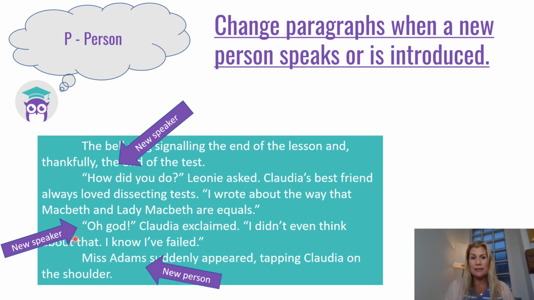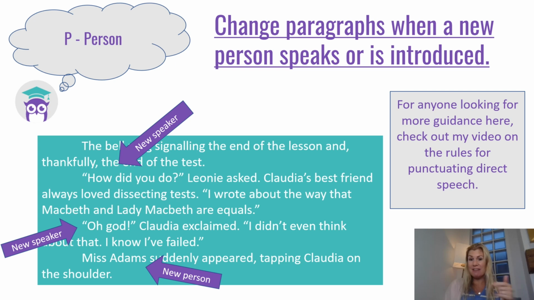And then finally, I've written Miss Adams, me, cameo in my own story, suddenly appeared, tapping Claudia on the shoulder. So because a new character has arrived, I've changed paragraph. But essentially, new person speaks, you go on to a new line. This is an area that people sometimes struggle with a little bit, the whole direct speech thing. So if you want, do have a little look at my video about rules of direct speech, laying it out and punctuating it. I'll link it at the very end of this video. Okay, so you can click on it to have a little look there. So those are the rules for changing paragraph. Tip top: time, place, topic, and person.